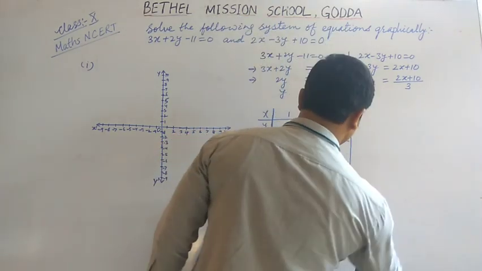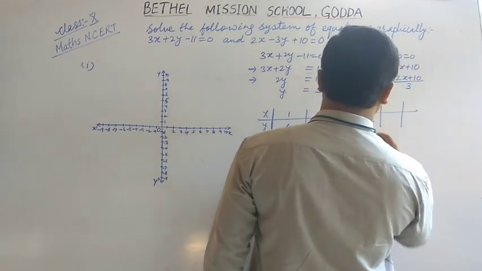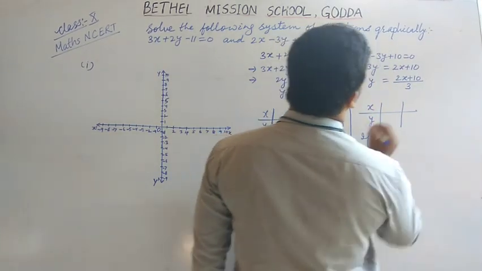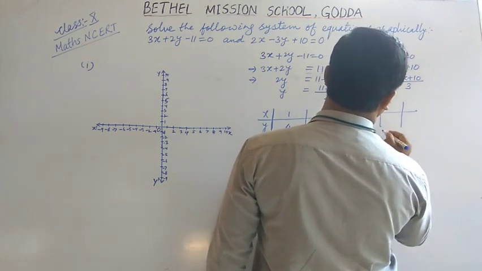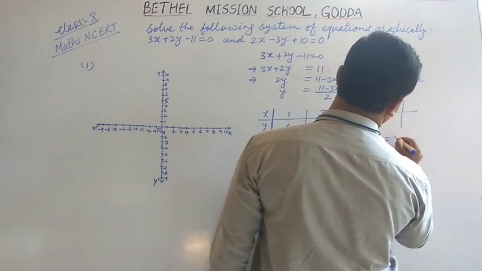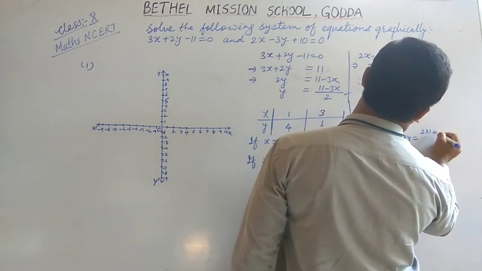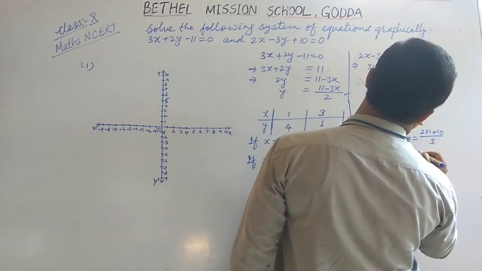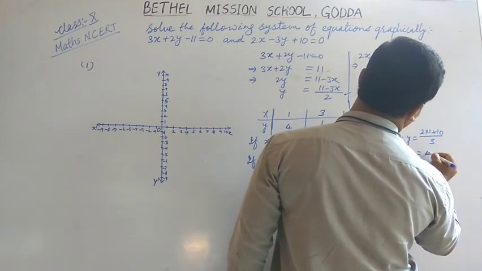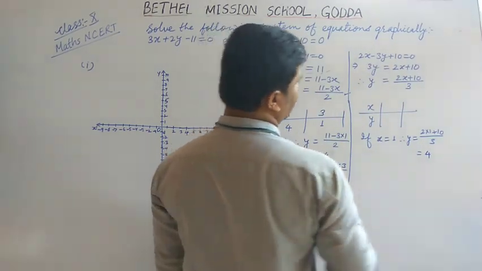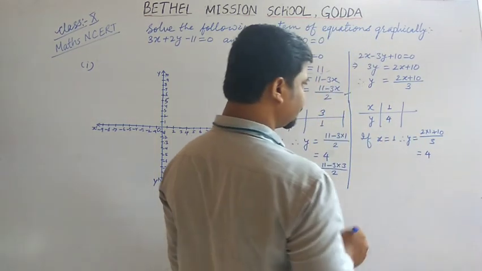For this equation, if x equal to 1, then what will be y? y equal to 2 into 1 plus 10 upon 3. Then 10 plus 2, 12, 12 upon 3, 4. 3 4s are 12, 4. If x equal to 1, then y equal to 4.